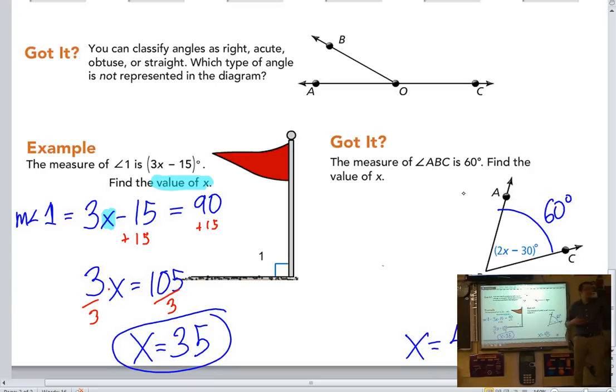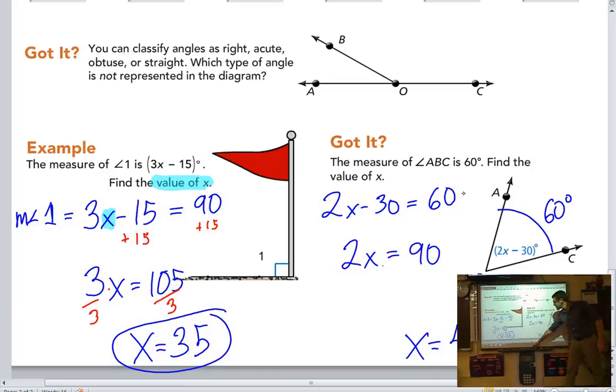So, yeah, first we set them equal, because they both represent the same thing. They represent that angle. Now, like Anthony said, we add 30 to both sides, and we get 90. And then what do you do, Anthony? We divide by 2. That is how we get our x to be 45. Any questions on this?